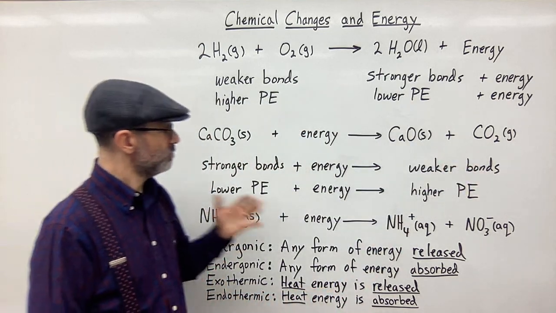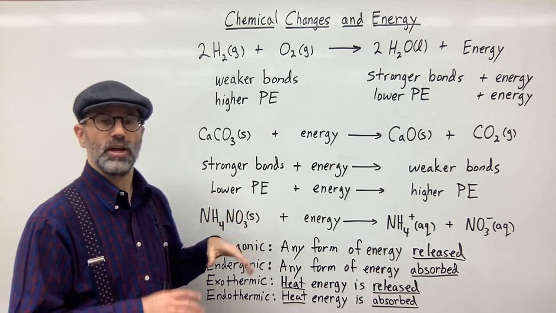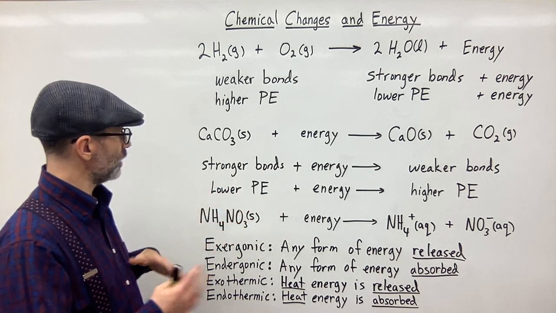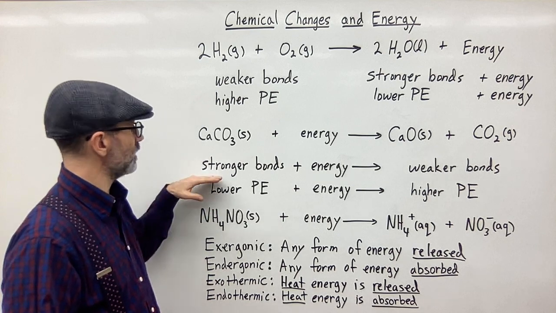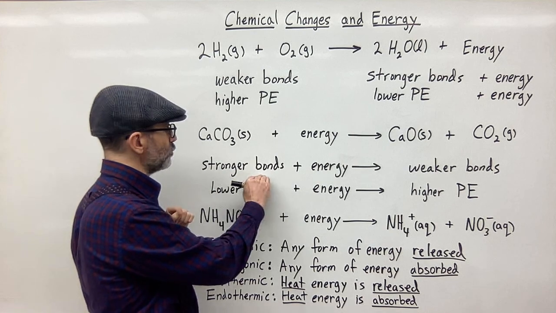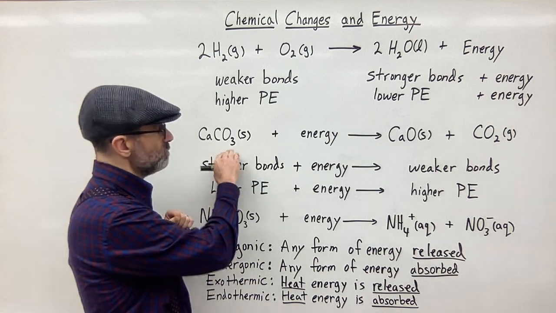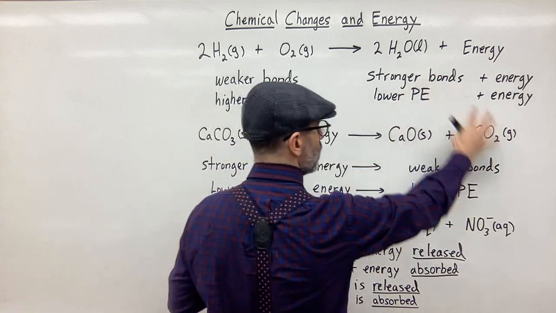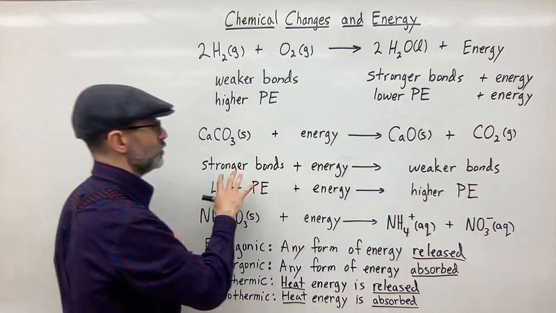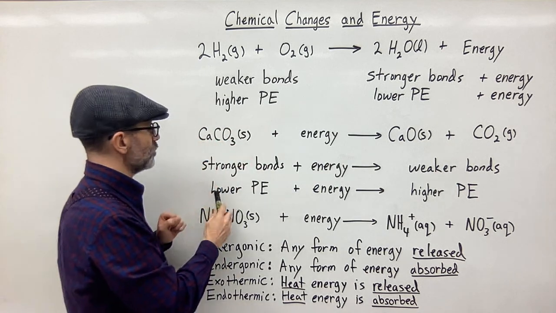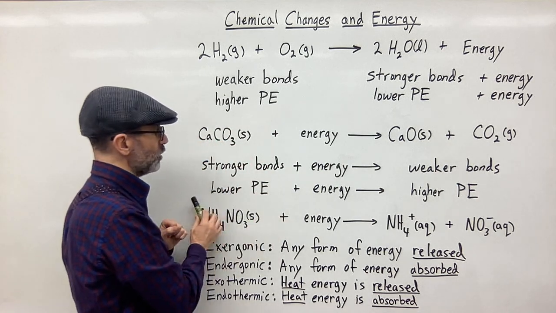So again, if we look at this in terms of bond strength and potential energy, we see here that we have stronger bonds here than we do here. So these have weaker bonds compared to these here. And so here we have a lower potential energy.